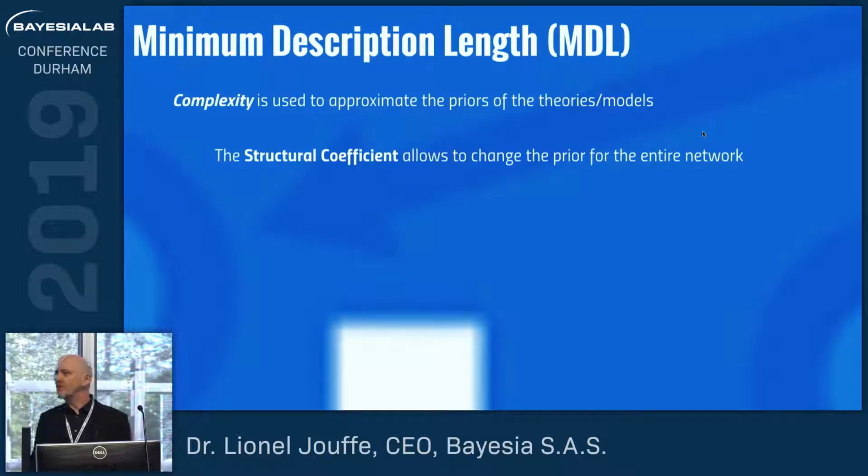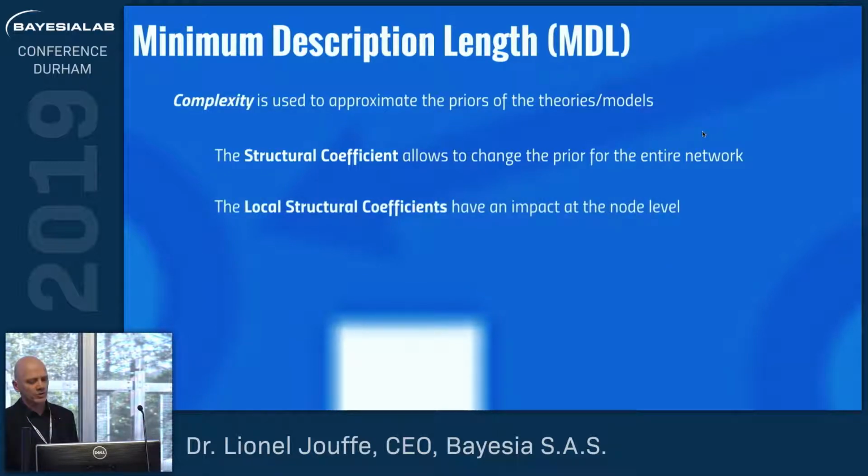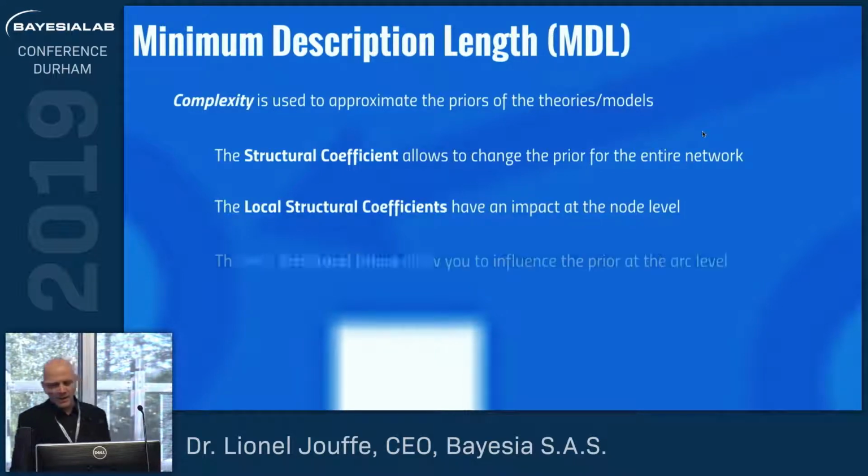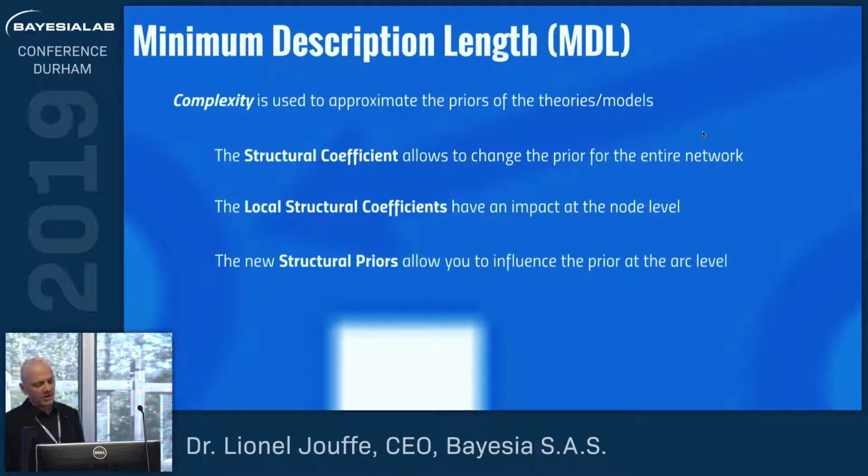The first parameter you can use is what we call the structural coefficient. I guess you are familiar with this one. This is a parameter that allows you to change the weight of the complexity part. But you also have the local structural coefficient. I'm not sure you are familiar with this, but you can define a structural coefficient per node. And now we have added a new one, which is a structural prior. This will allow you to define a kind of structural coefficient for one arc, so not only at the node level, but also at the arc level.